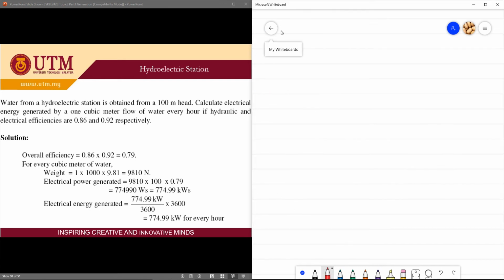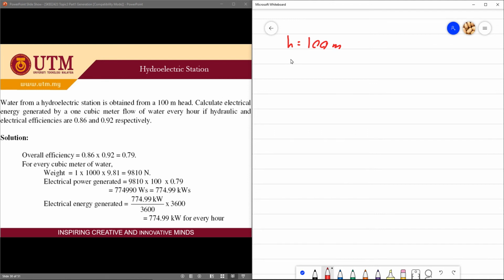Okay, so we continue with the second example. You can see here water from the hydroelectric station is 100 meter head. So the head is 100 meter. Of course, you need to look at the unit, make sure it is in SI. So calculate the electrical energy generated by a 1 cubic meter flow of water every hour.